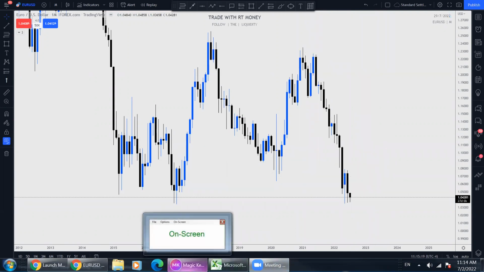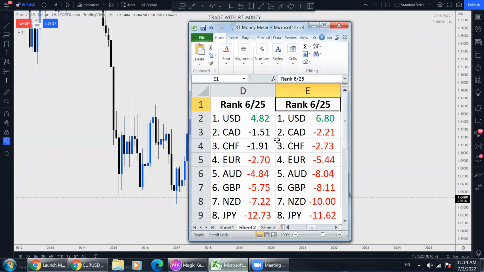All right. We're going to take a look at the individual currencies. We're looking at EUR/USD. I lost my RT money meter. Okay. Now, first thing we're going to do is look at the RT money meter.